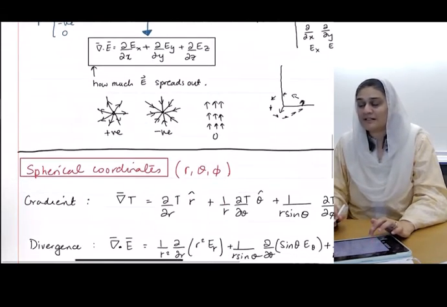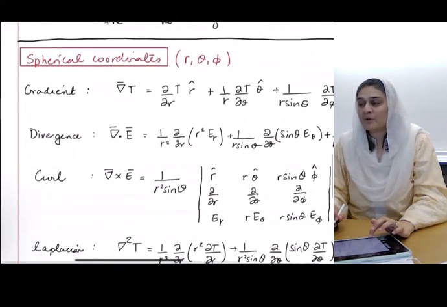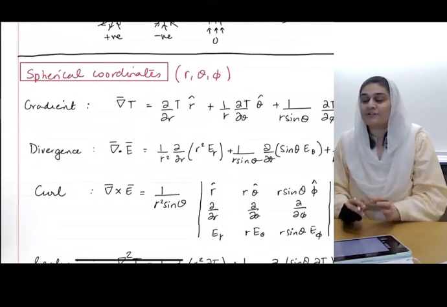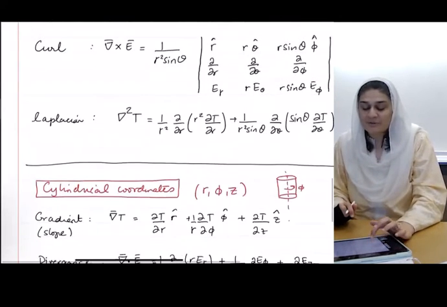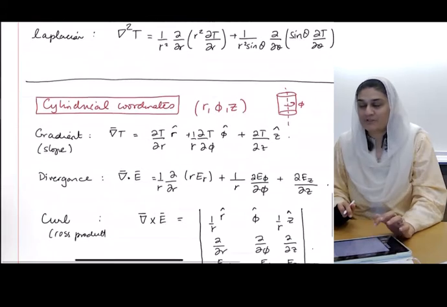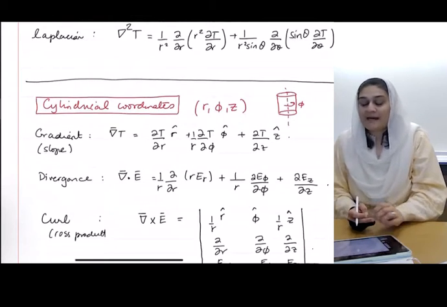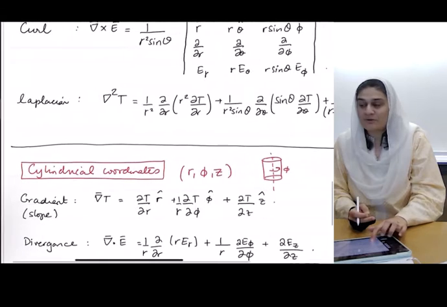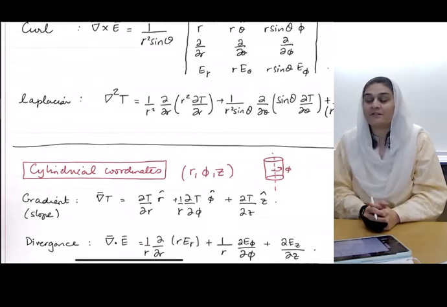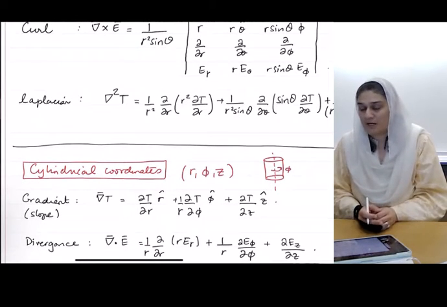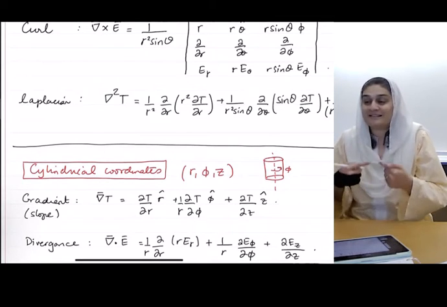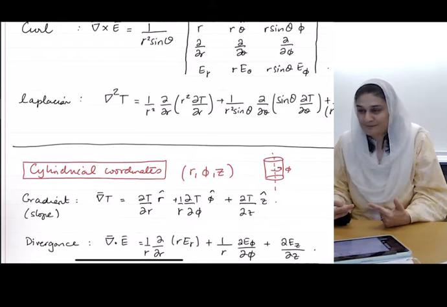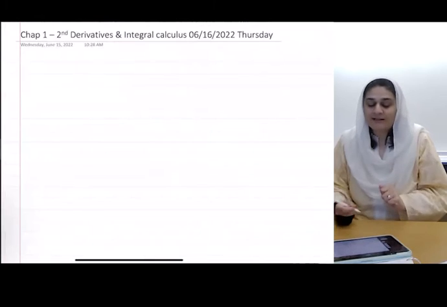Then we also did spherical coordinates. What do gradients, curls, and divergence become in these coordinates? And we also did cylindrical coordinates, which were s, phi, z. Then I introduced you to this new thing called the Laplacian, and I never told you what a Laplacian was. So today we're going to talk about where the Laplacian comes into the picture. So let's talk about that.